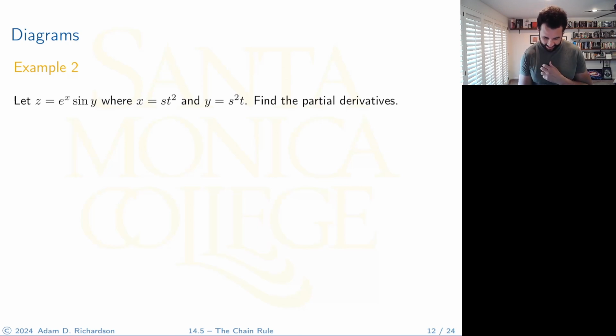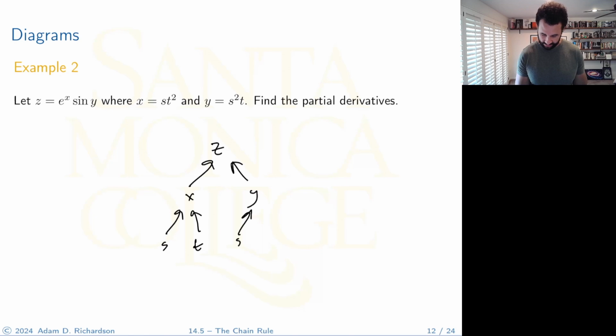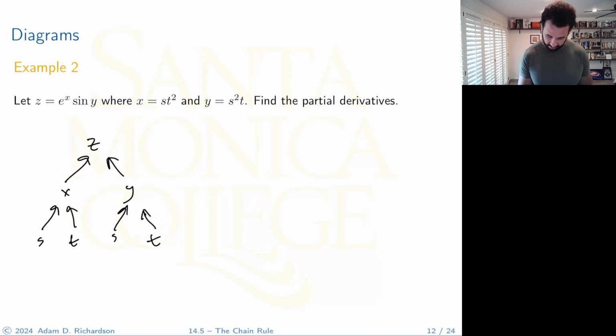Okay, so here I see that z is a function of x and y. So my diagram would start like this, x and y. Then x is a function of s and t, y is a function of s and t. So we have a tree diagram like before. So s, t, s, t. So what are our chain rules going to look like? They're going to look like this.